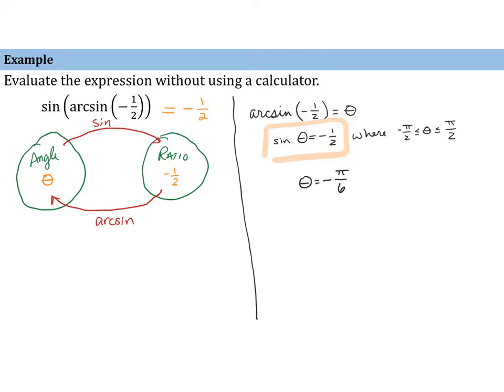So that means that whenever I look at sine of arc sine of negative 1/2, this is the same thing as the sine of, and I'm replacing arc sine of negative 1/2 with what we just found it to be, negative pi over 6. What is the sine of negative pi over 6? It's negative 1/2.